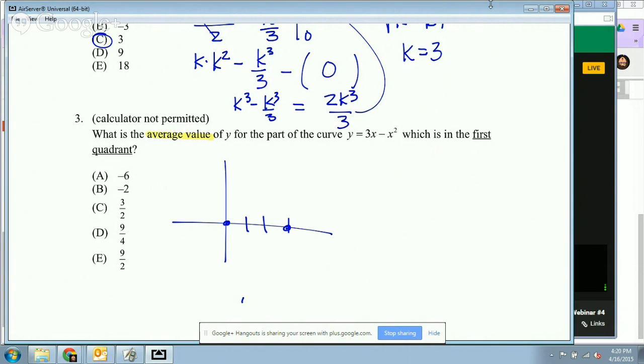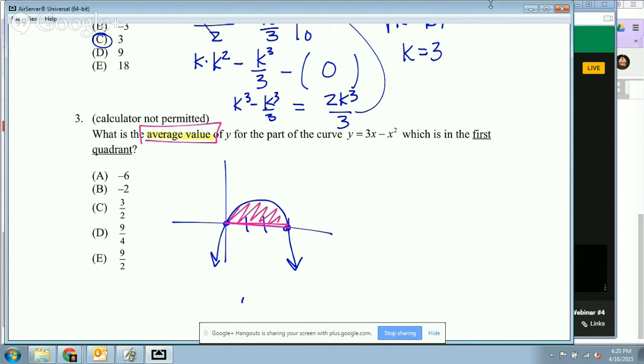Okay, and I know because it's a negative in front of the x squared, I do have a downward facing parabola. So don't forget those graphs. Always draw them out. I always draw them. I can't remember them. And they want to know the average value for the part in the curve that's in the first quadrant. So this right here is my first quadrant.